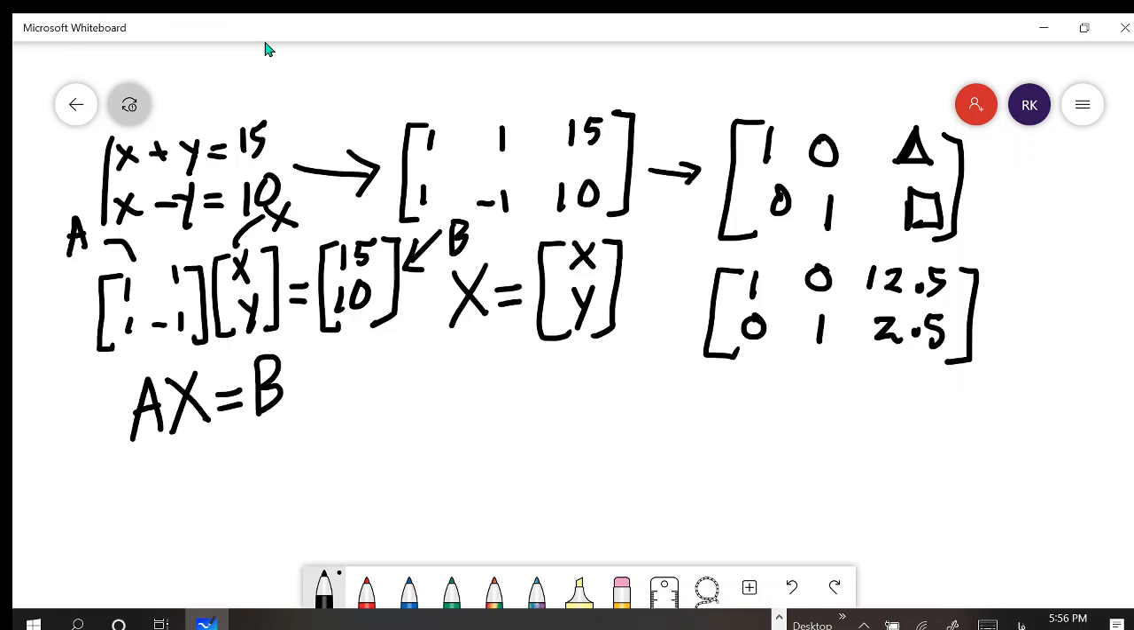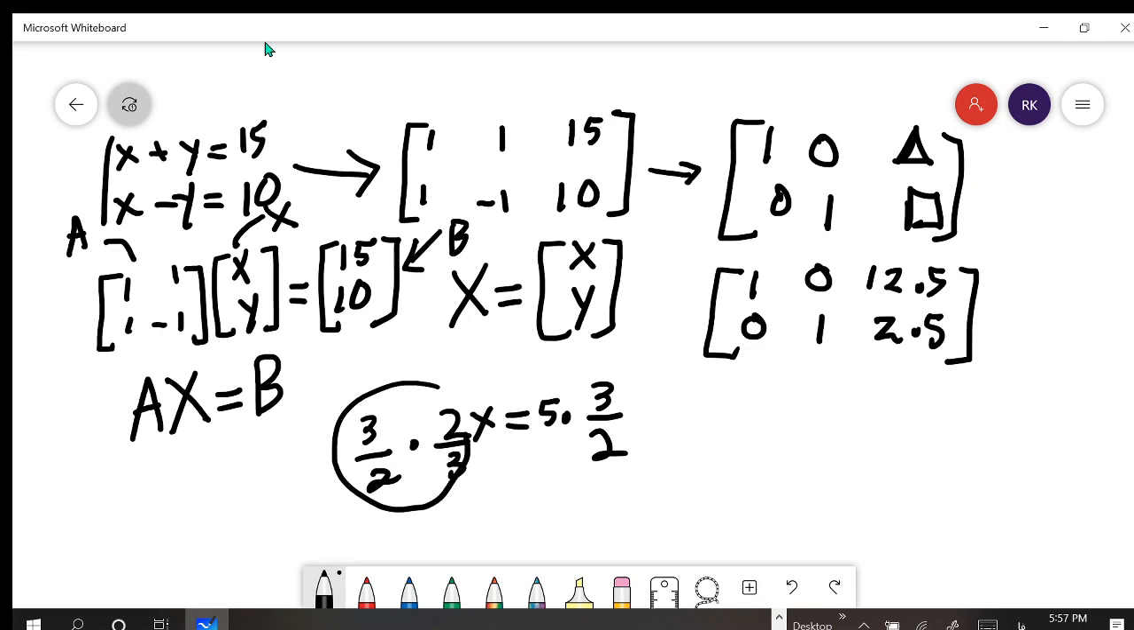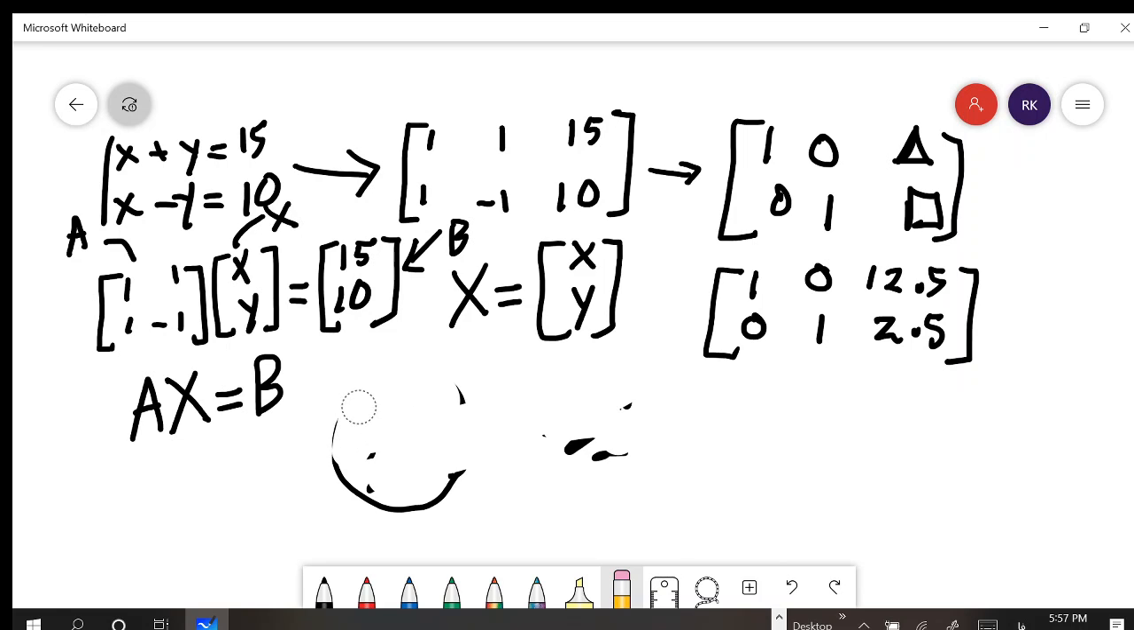Now, if I have 2/3 x equals 5, how do I solve for x? I multiply both sides by 3/2. And then this would be 1, and we have the answer. Now, it's the same kind of idea, except that instead of using numbers, we use matrices.